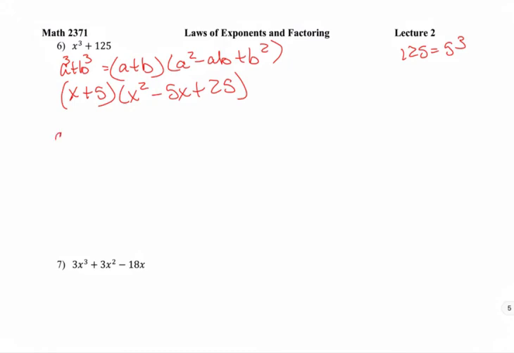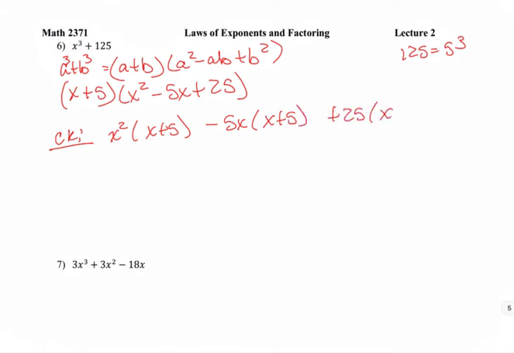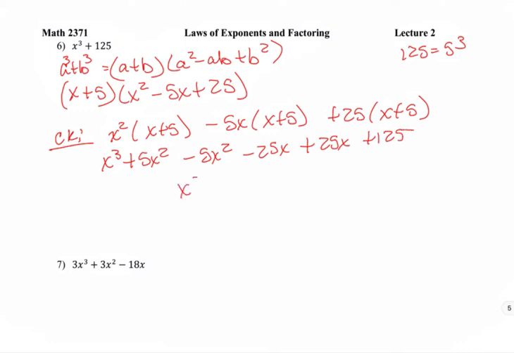Now, to check this one, it's not as hard as you think it is, because it's going to be x squared times x plus 5 minus 5x times x plus 5 plus 25 times x plus 5. It's just the distributive property. So it's x cubed plus 5x squared minus 5x squared minus 25x plus 25x plus 125, which simplifies down to x cubed plus 125.